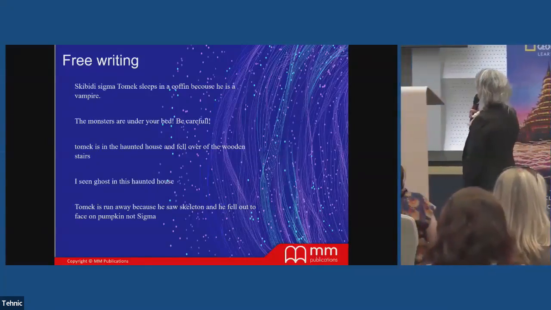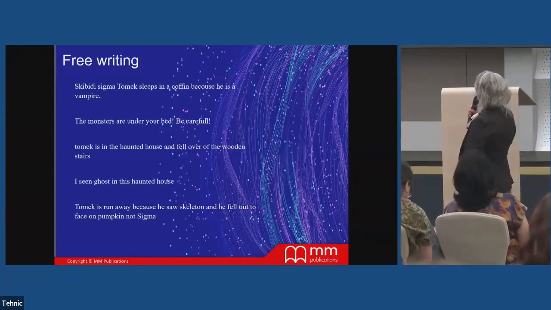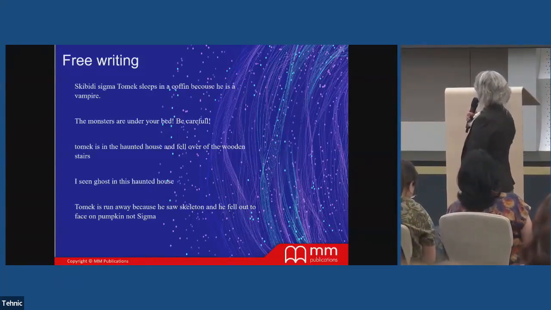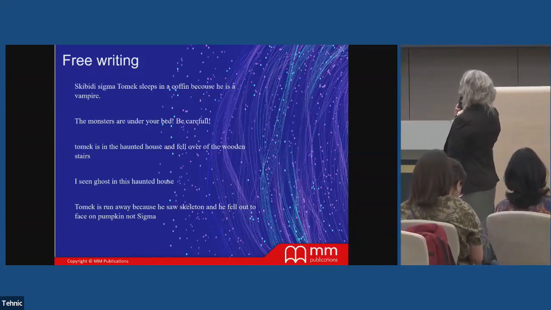Skibbity Sigma. Tomek sleeps in a coffin because he's a vampire. Tomek is in the haunted house and fell over the wooden stairs. I see a ghost in this haunted house. Tomek has run away because he saw a skeleton, fell on his face on a pumpkin, not Sigma.